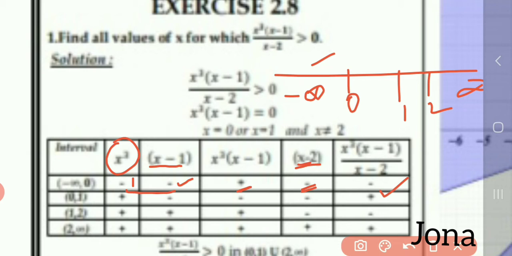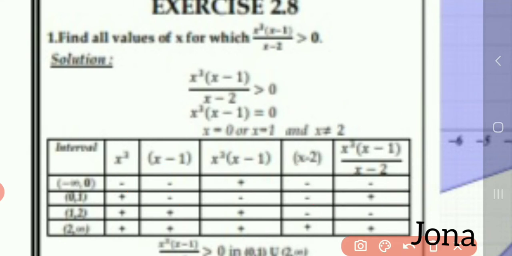Then now I want to take a value between 0 and 1. Between 0 and 1 I can take half. If I substitute half in x cubed, it will be plus only. If I put half for x in x minus 1, half minus 1 is minus, so I got minus here. The product of these two is minus. And then x minus 2, if I put half for x, I will get minus only. So I got minus into minus, the value will be plus.